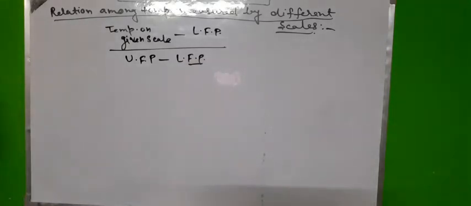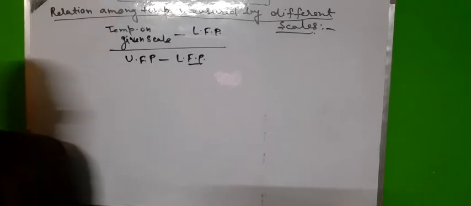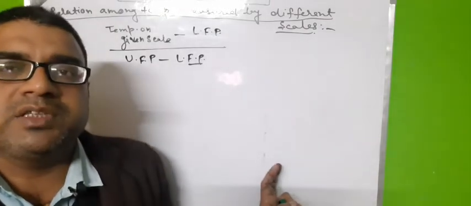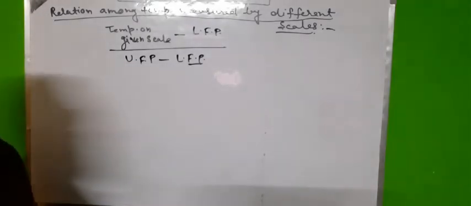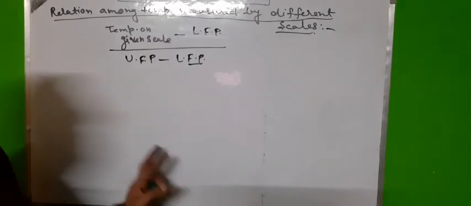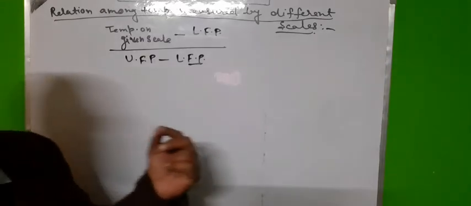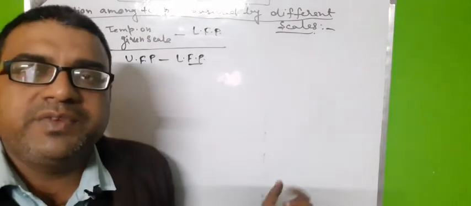So on the basis of this, we want to measure a particular temperature by the help of different scales. Then how can we correlate the temperature measured by the different scales with each other?